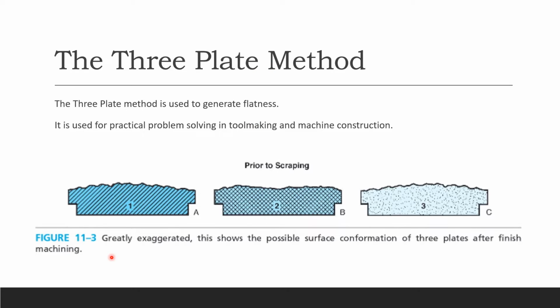So when you take a look at this figure 11.3, we have 1, 2, and then 3. And this is prior to scraping, okay? It's just an exaggerated picture. So this is showing the possible surface conformation of these 3 plates after finished machining, okay? So not very good because we're exaggerating it so we can see the surface. So you can't really have high precision on the flatness right here.